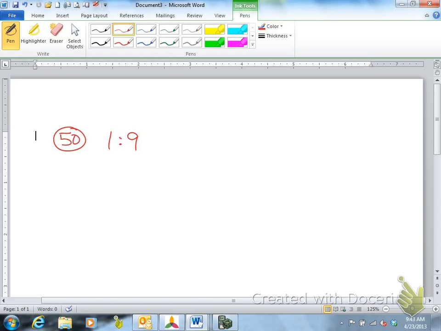So 1 to 9 is given. You have to write this as a probability. The first number goes in your numerator, and then you add the two numbers. So you'd have 1/10, or 10% chance that a randomly selected American has English in their ancestry.